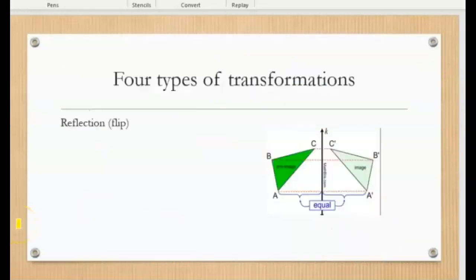So there are 4 types of transformations. Remember, we talked about this in the very beginning. The first one we're going to look at a little bit more is a reflection. You can see in this example that the image and the pre-image are reflecting over this line K.